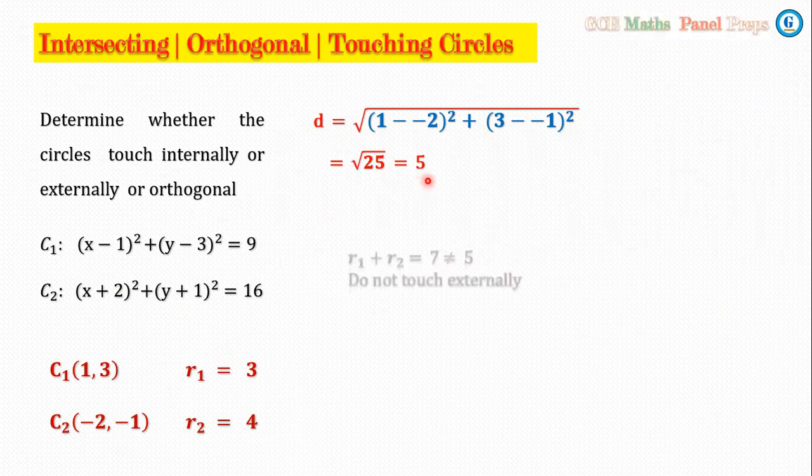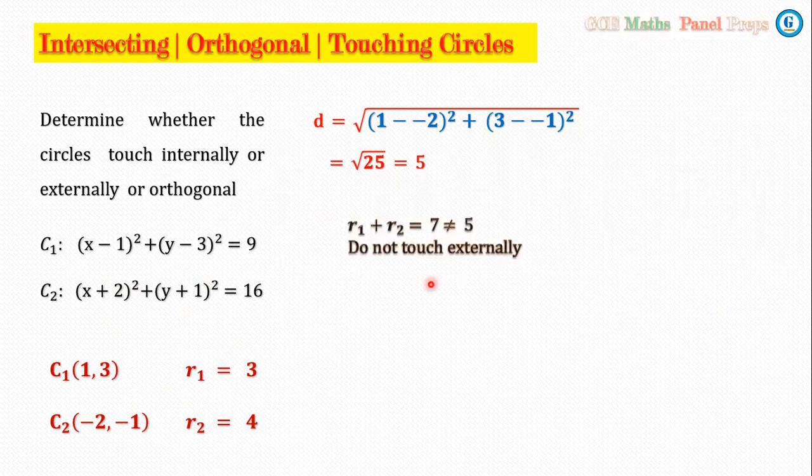Now case 1, let us test and see if they touch externally. R1 plus R2 is equal to 7, right? And that 7 is not equal to 5, which is the center-to-center distance. Therefore, these circles do not touch externally. Let us look for internal touch. R2 minus R1 is 4 minus 3, which is 1, which is not equal to 5. So these two circles also do not touch internally. This one example is like 4 examples in one.